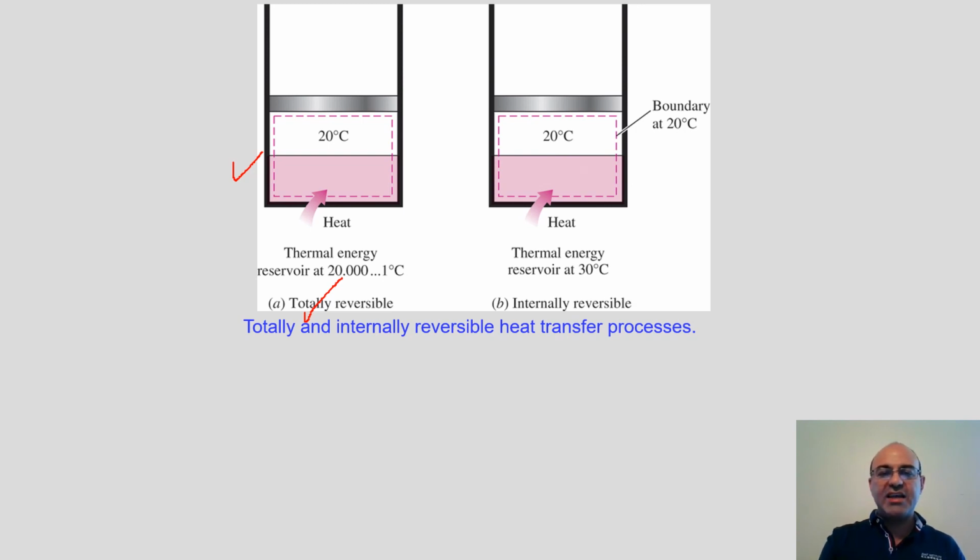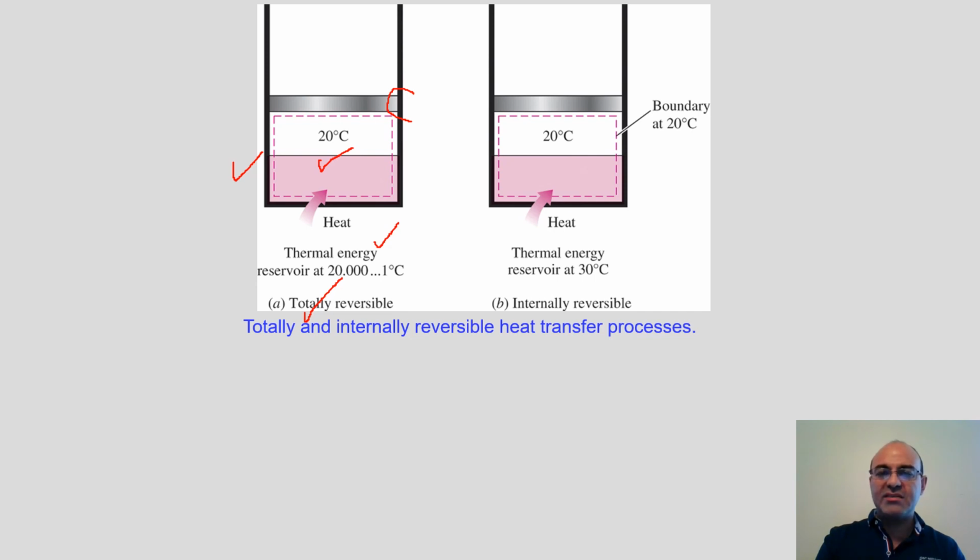Externally, this process is now reversible because the temperature difference between this reservoir and the system is negligible. Internally, if the piston is frictionless, and between the water and its vapor, because it's a phase change process, there is no temperature difference. Water evaporates in this condition at 20 degrees C. It converts to vapor and back when the right pressure is applied here. So this is internally reversible as well. Internally reversible, externally reversible, therefore it's totally reversible.